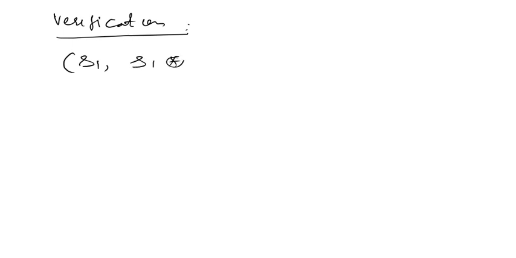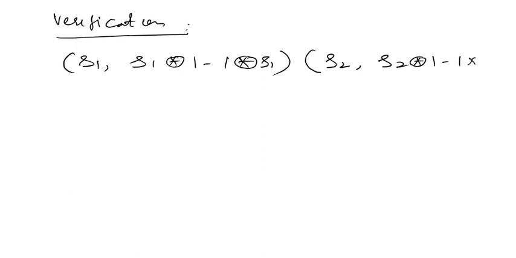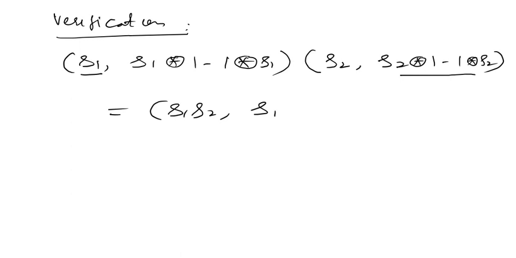So let's find this product: S1 tensor 1 minus 1 tensor S1, its product with S2 tensor 1 minus 1 tensor S2. Let's see this product. By definition it's equal to S1 S2. The first entry is already coming. Second is S1 times this product, S1 times S2 tensor 1 minus 1 tensor S2.